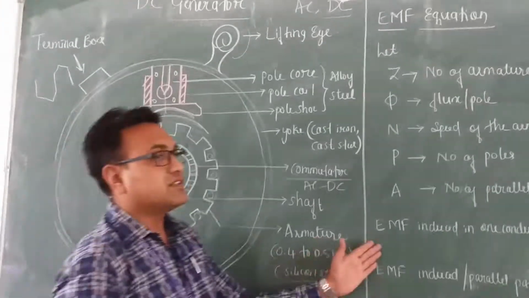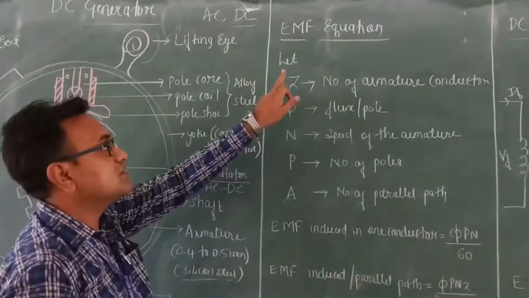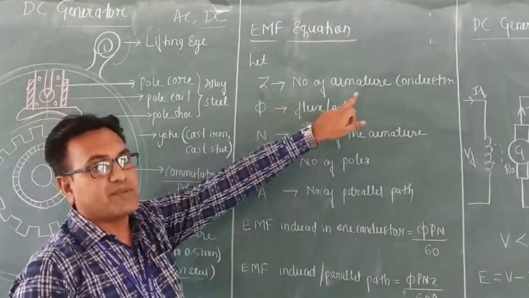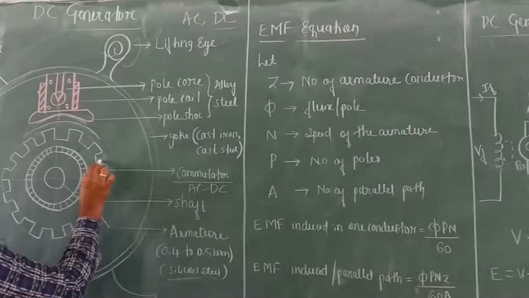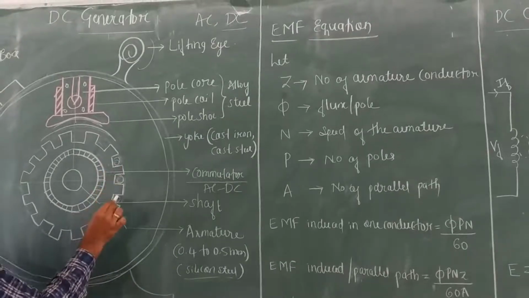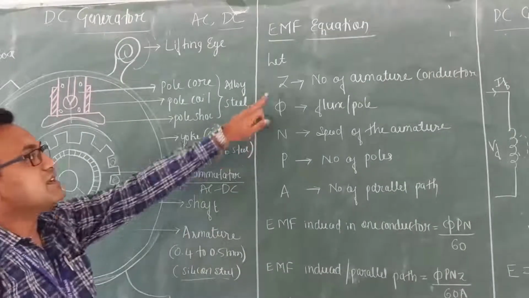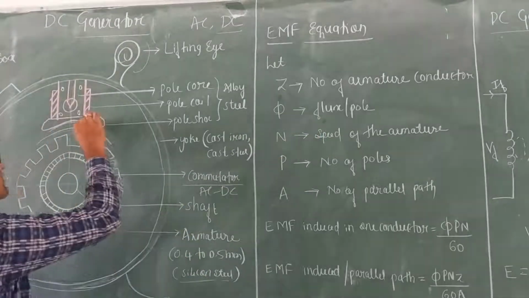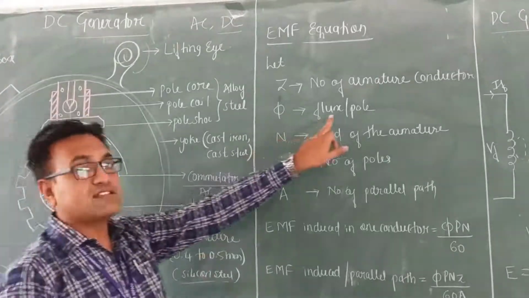Next comes the EMF equation. First I am taking the parameters. Z is the number of armature conductors, meaning how many conductors the armature has. Phi is the flux per pole, that is, the flux that is produced per pole.